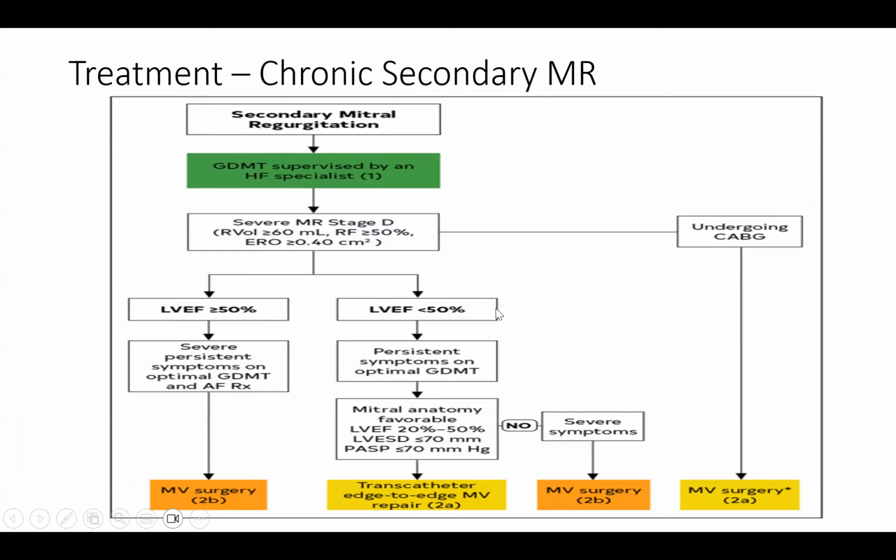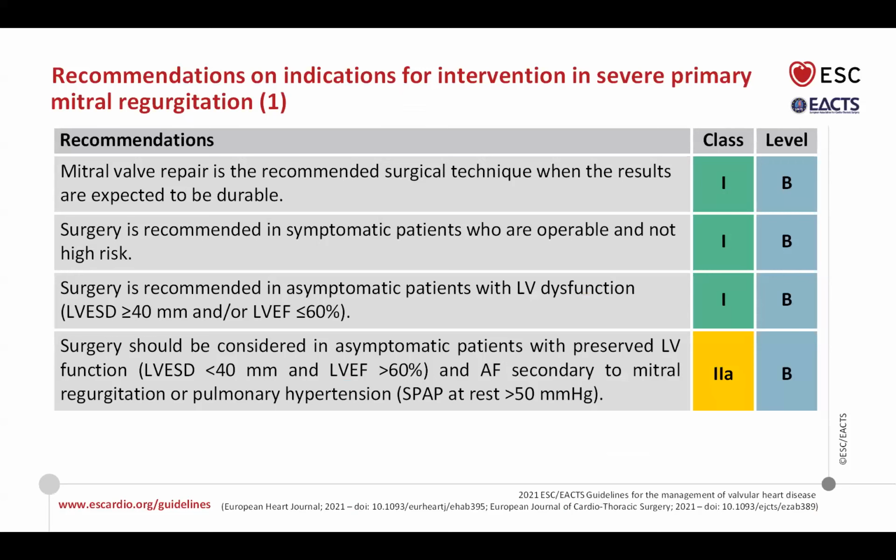Do they have LV dysfunction or not? If they don't, we should treat all of the arrhythmias and give them GDMT. If they don't improve, we could consider surgery, but this is class 2B. While class 2A, okay, they have LV systolic dysfunction, they've been given GDMT, they have symptoms, we've looked at their valve anatomy and it's good, then we could try transcatheter edge-to-edge repair. While if they're undergoing CABG, just consider repairing the mitral valve in the same sitting, although it increases surgical time and there's some increase in peri-op complications with the longer surgery.